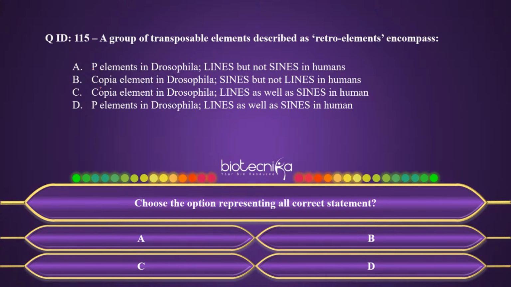Another option says the copia element in Drosophila shines but not lines in case of humans. Copia elements in case of Drosophila lines as well as shines in case of humans, and P elements in case of Drosophila lines as well as shines in case of humans. As we know, lines and shines, both of these retro elements, are present in case of humans, right? So in options C and D, it is given that lines and shines are present in humans. Out of these options, we have to choose the correct one.